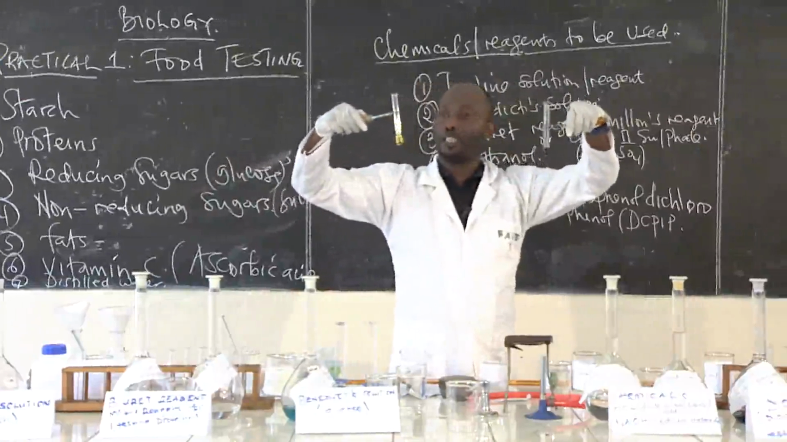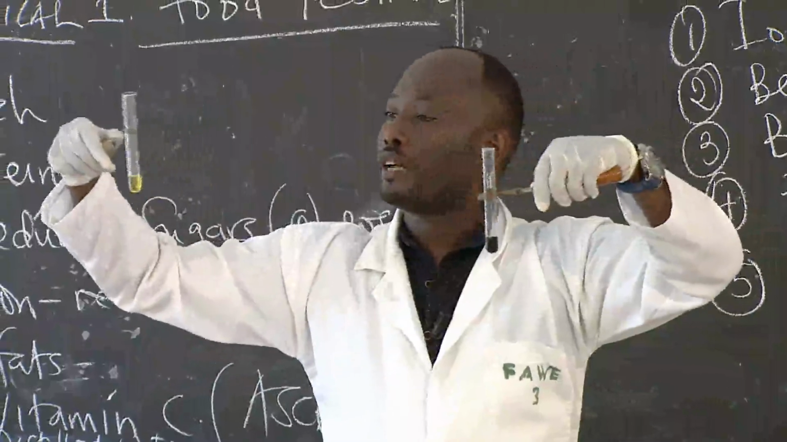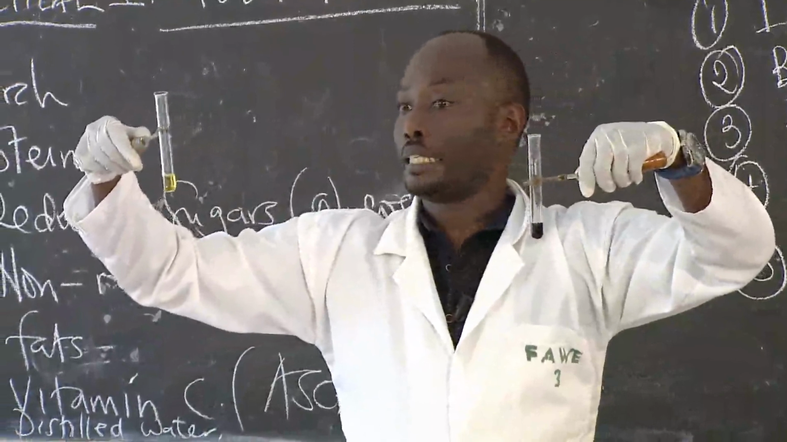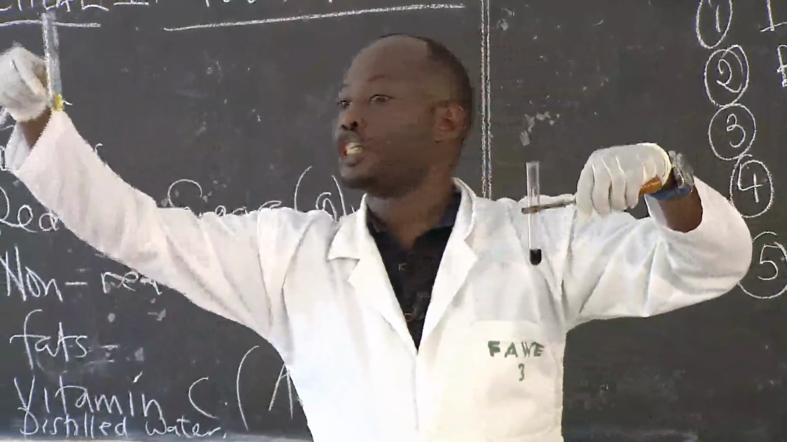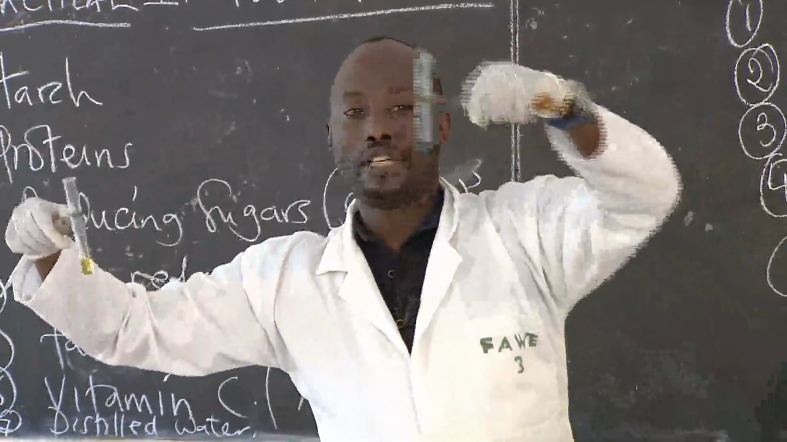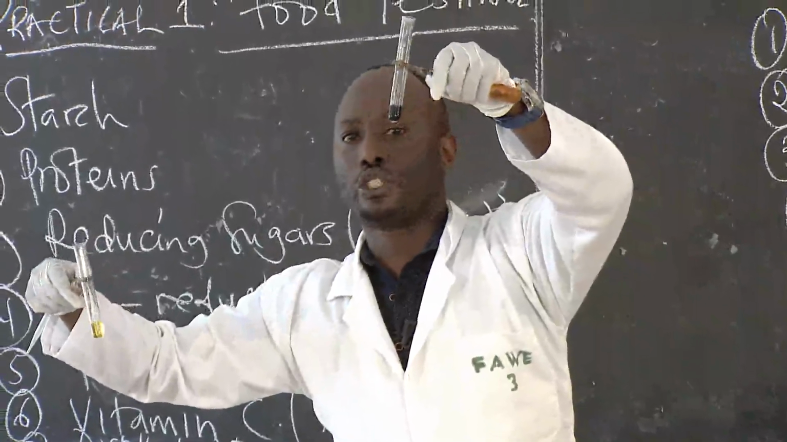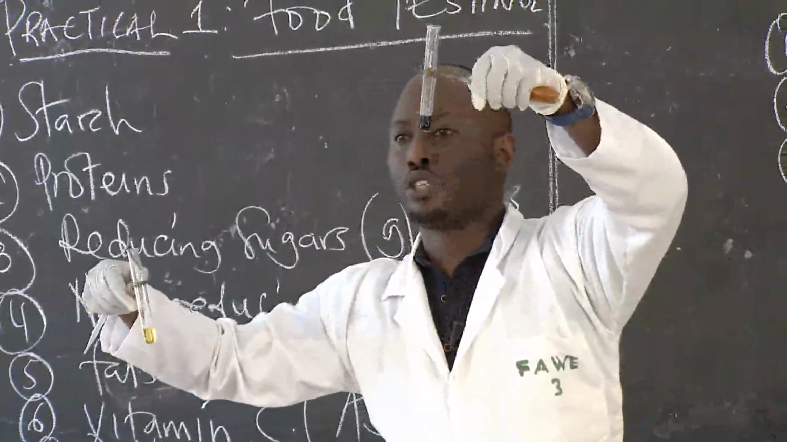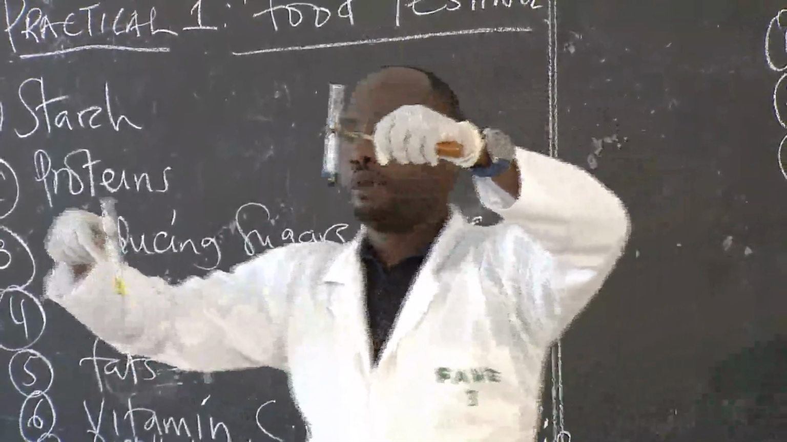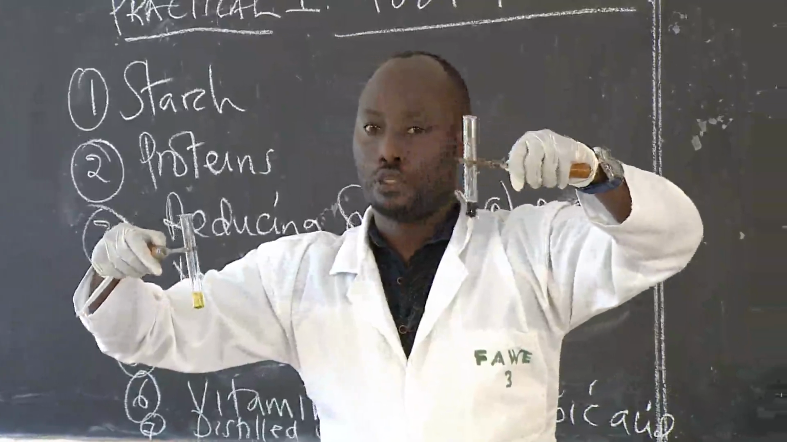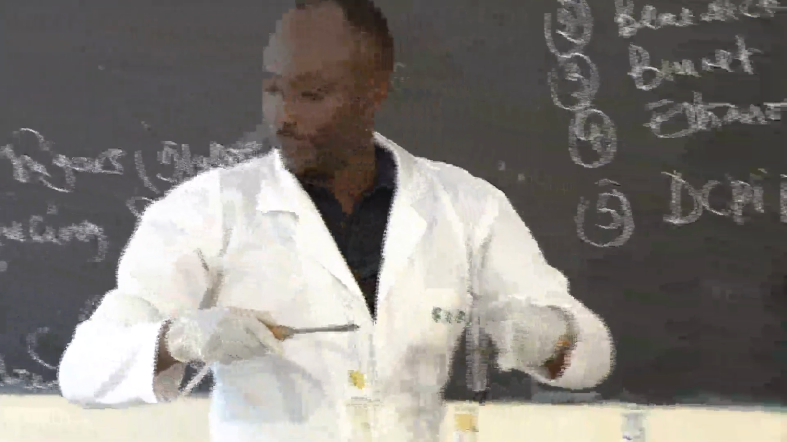The observation is that the test tube on the right-hand side doesn't change. The color of iodine does not change. It persists, meaning that this solution does not contain starch. But this one, as you can see, has changed. The positive result shows that there is presence of starch, because the solution has changed from brown to a blue-black color, which indicates the presence of starch. Thank you.